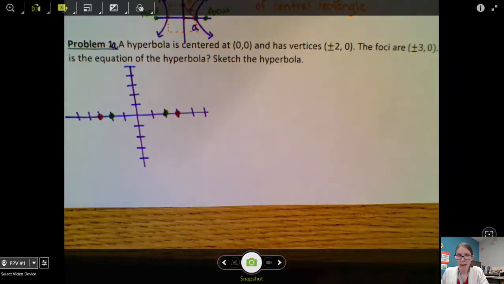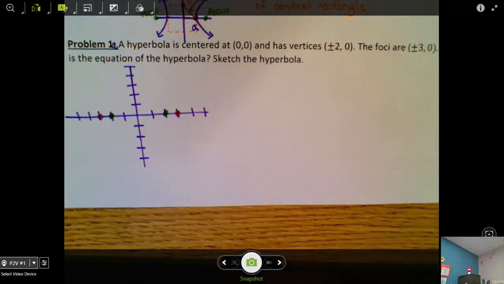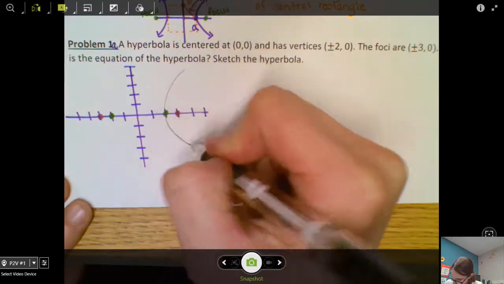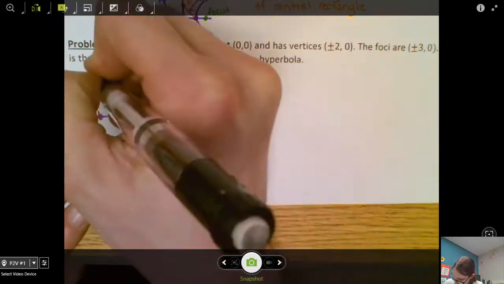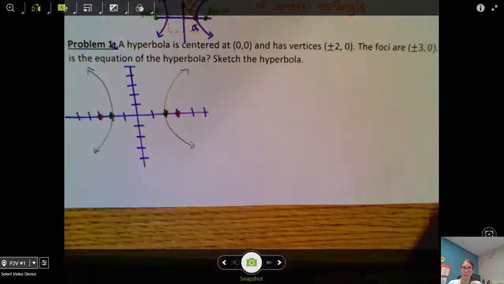Okay, and I am actually going to draw this in pencil for a second until we get a better idea of what our hyperbola actually looks like. If I can find a pencil. So our hyperbola is going to go sideways. And that's about all we know.